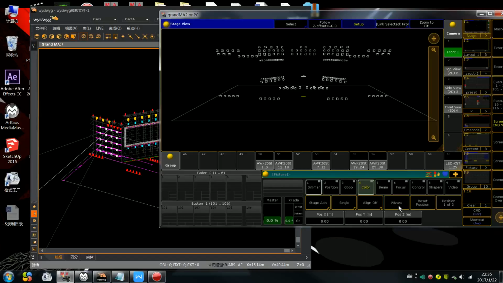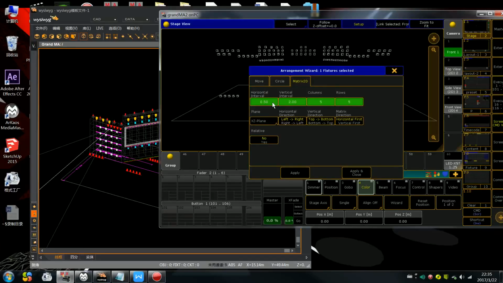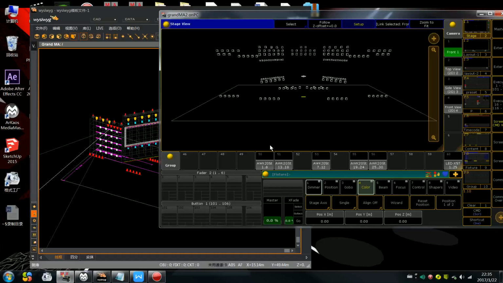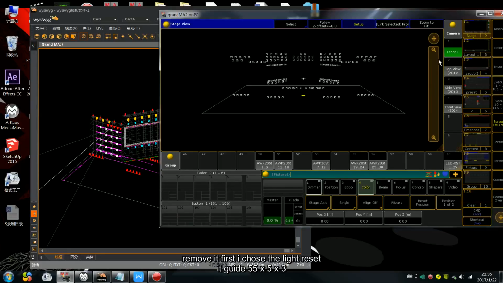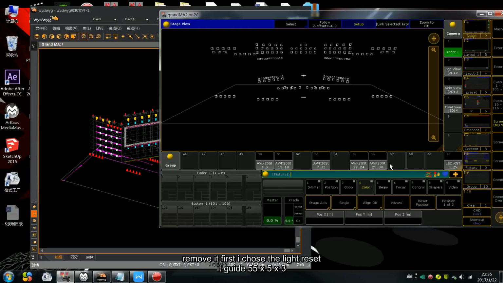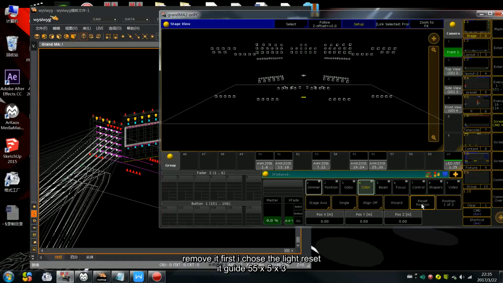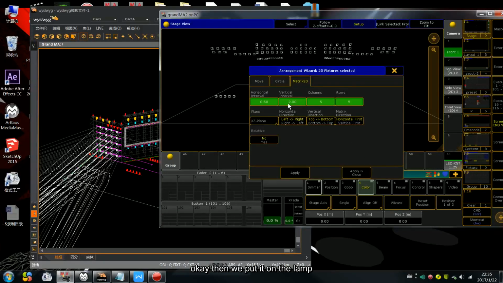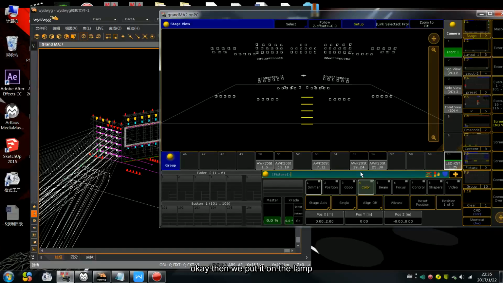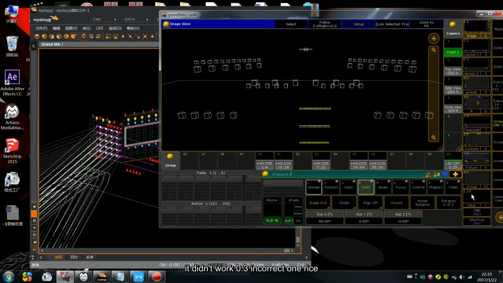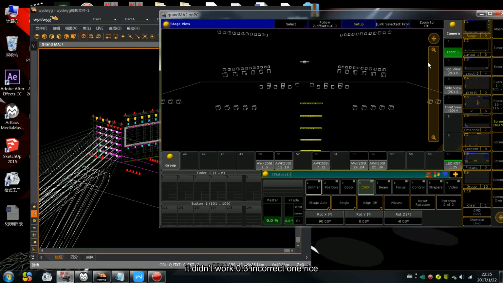I didn't light it. Remove it first. I chose the light. Reset it. Guide. 5 by 5 by 3. Okay, then we put it on the lamp head. Turn forward. Turn 90 degrees. No, it didn't work. 0.3 incorrect. 1.